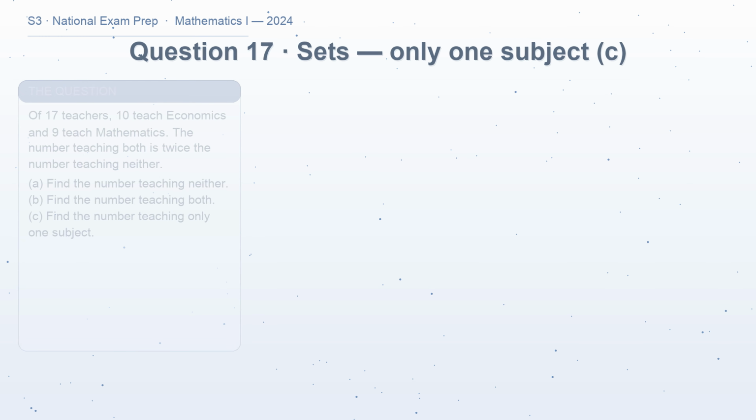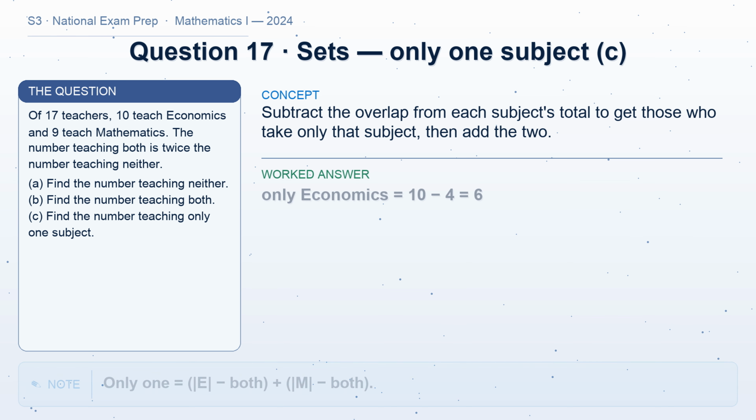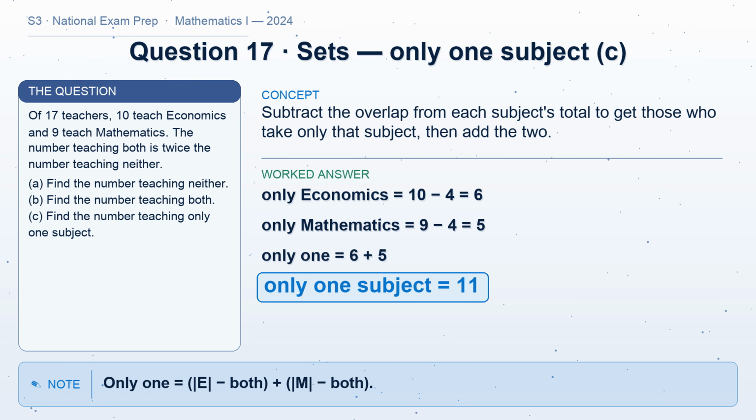Question 17, part C. How many teach only one subject? To find those in a single circle, take away the overlap from each subject's total. Both subjects is 4 from before. Only economics is 10 minus 4, which is 6. Only mathematics is 9 minus 4, which is 5. Adding these, 6 plus 5. The number teaching only one subject is 11.